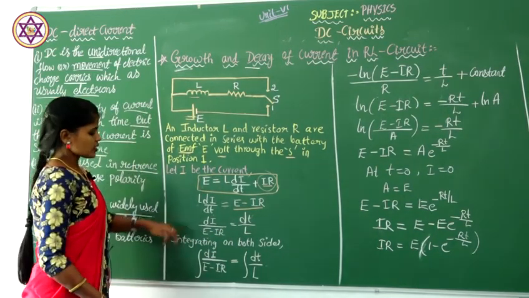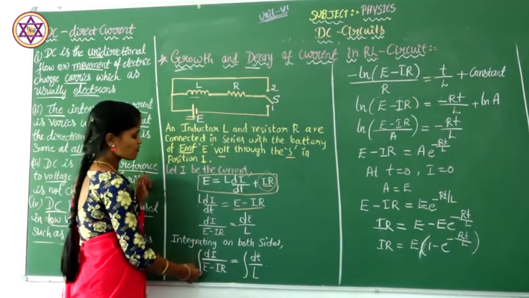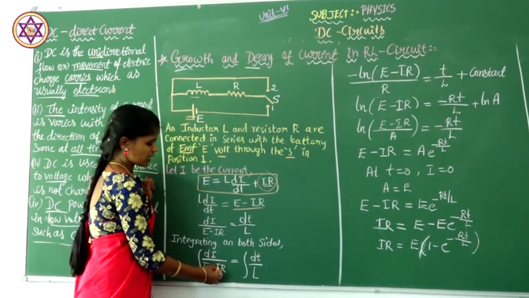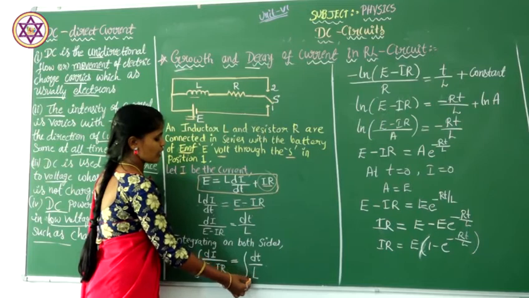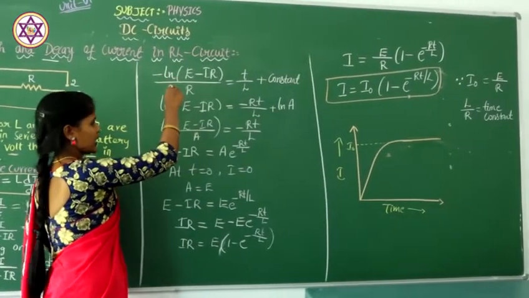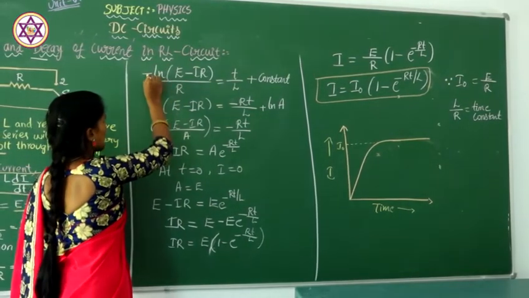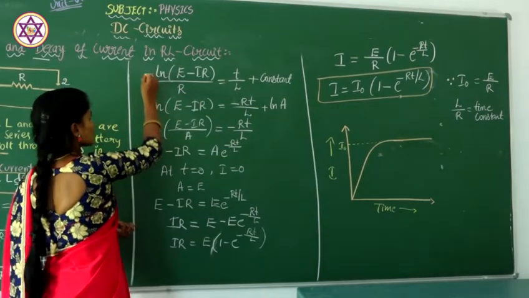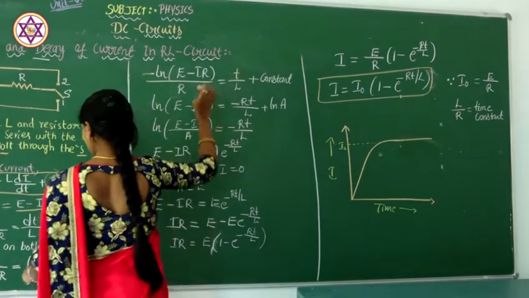And then the next step, integrating on both sides. The integral of di by E minus IR is equal to the integral of dt by L. The integral of di by E minus IR is equal to negative of ln of E minus IR, divided by R.